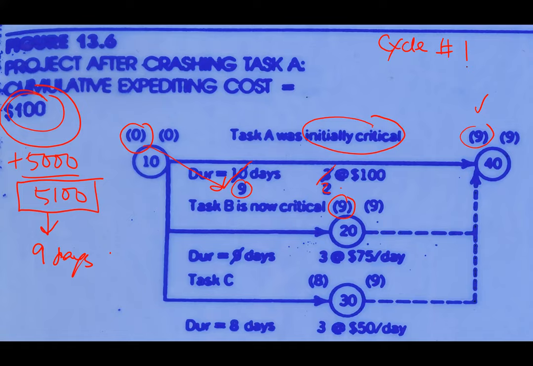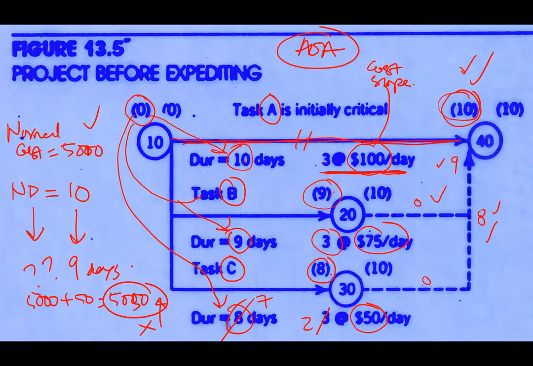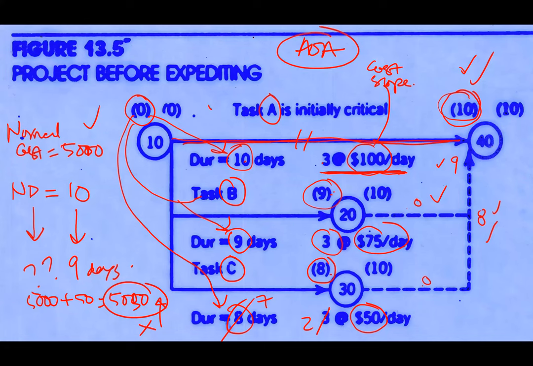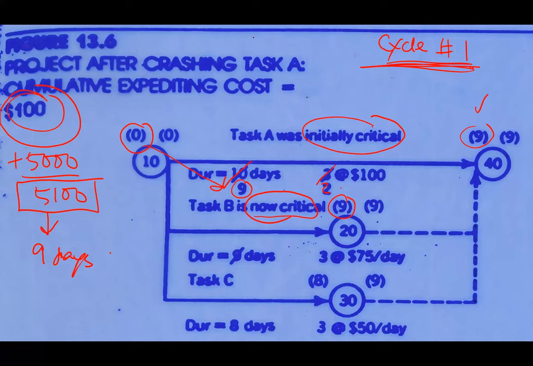You notice that after we complete cycle number one, now activity B becomes critical suddenly. This is exactly what step number five is all about. Initially, there is only one critical path, which is A. But after you complete the cycle one exercise, you already get 100 extra money that you need to spend. You can reduce the project by one more day. But then you notice that activity B now becomes critical. So A and B now become critical.